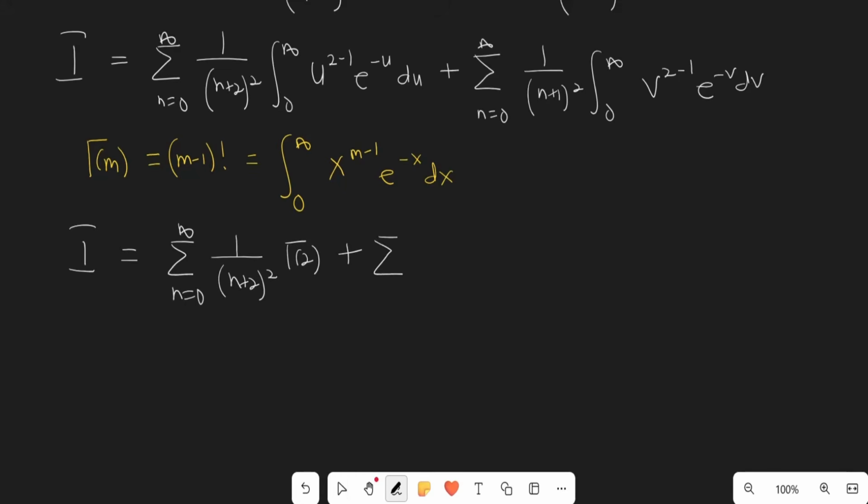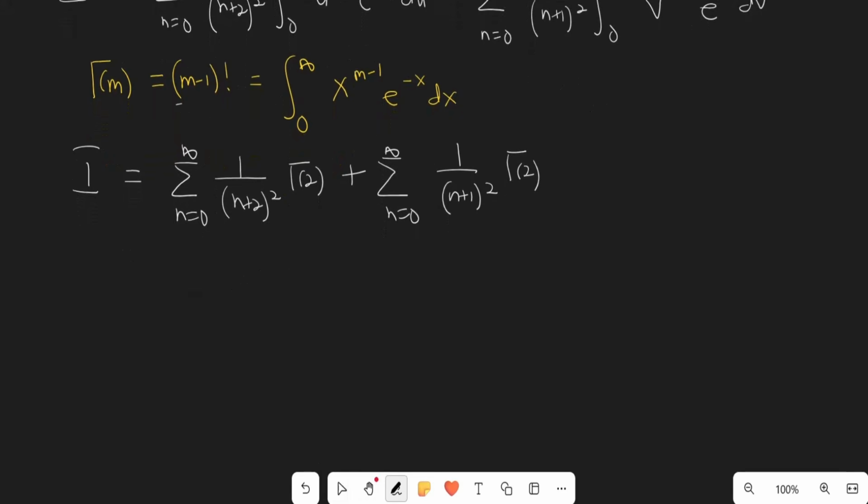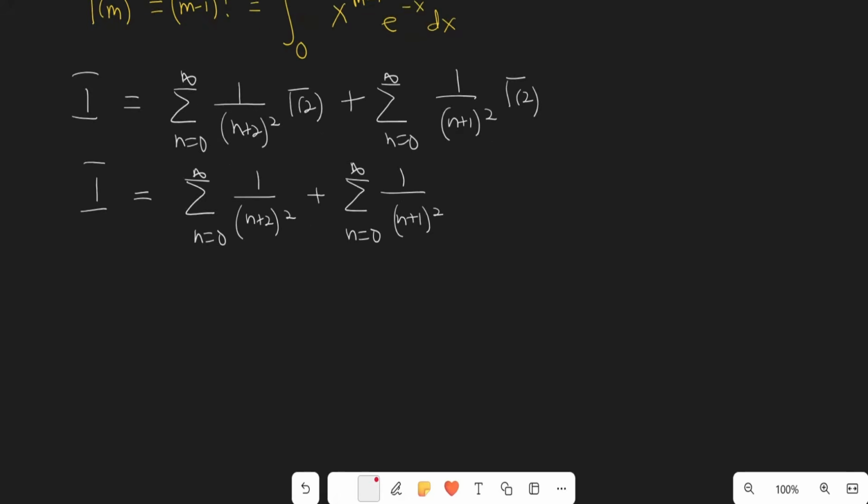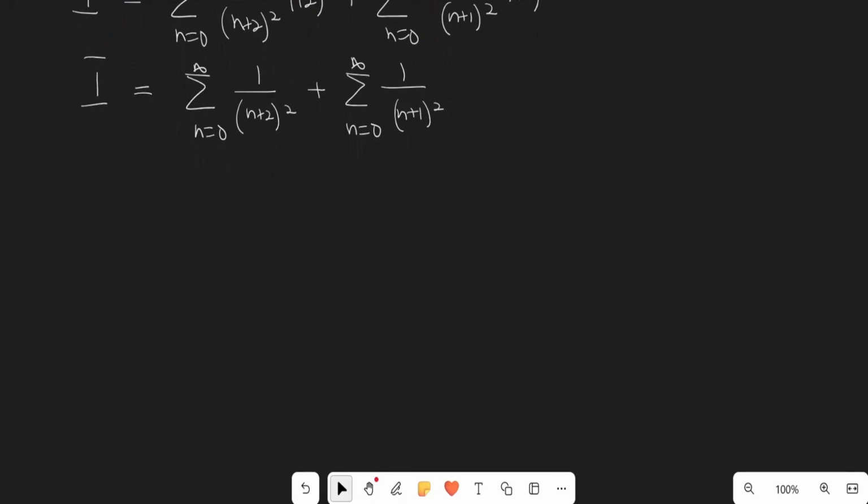Then plus the summation n running from 0 to infinity of 1 all over n plus 1 all squared. And this one is gamma 2 as well. So gamma 2 is the same as 2 minus 1 factorial, and 2 minus 1 factorial is 1 factorial, and 1 factorial is 1. So the integral just reduces to the summation n running from 0 to infinity of 1 all over n plus 2 all squared plus the summation n running from 0 to infinity of 1 all over n plus 1 all squared. This is what our integral has been reduced into, right?